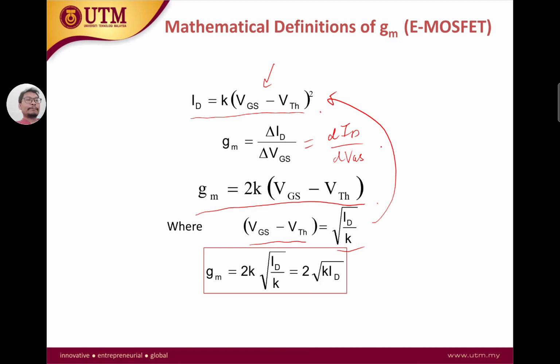From there we can substitute the square root of ID over K inside the GM equation above. Finally we can show that our GM equals 2 times the square root of K times ID, and ID here is the IDQ that we calculated in our DC analysis. K can be calculated using the K equation that we have seen in the previous lecture. So using the K and IDQ values, we can calculate our GM.